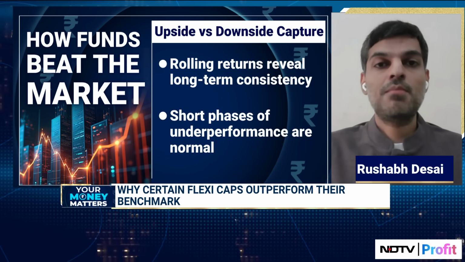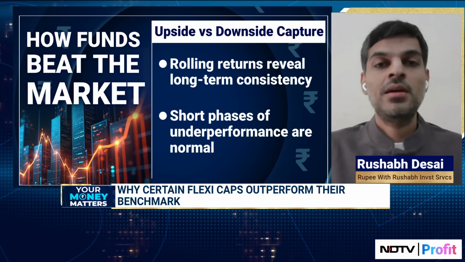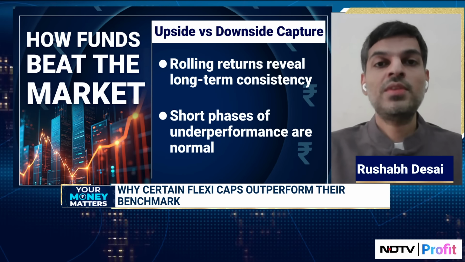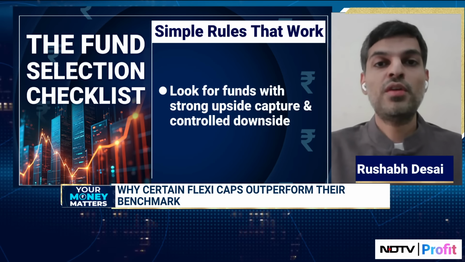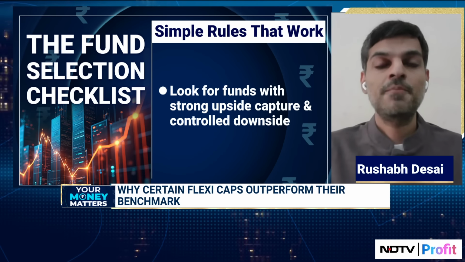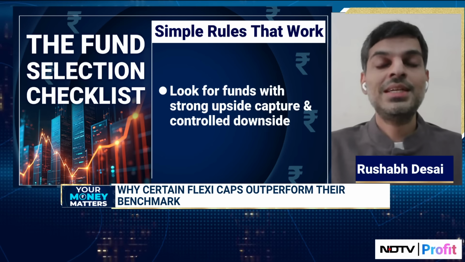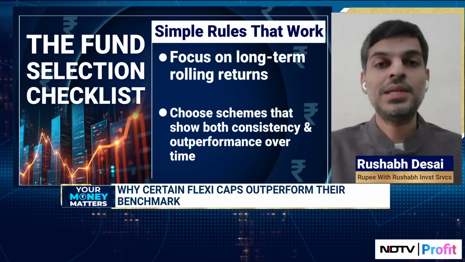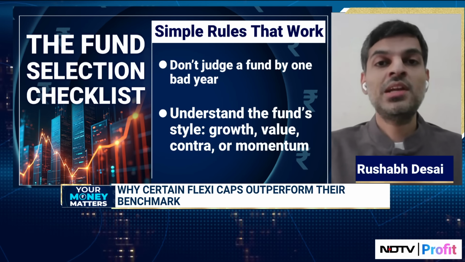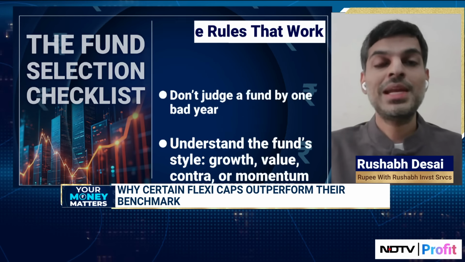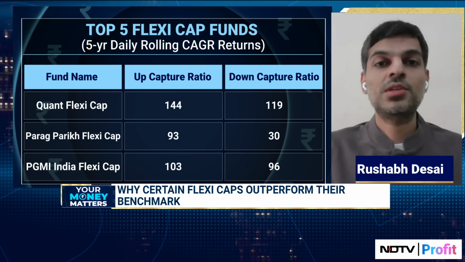This is number one. Number two is that if someone is looking for an aggressive bet in the equity markets, then of course we have seen a higher number of bull cycles compared to bear cycles. So I would still prefer to go for a fund which has a higher upside capture ratio. But at the same time, we have also seen funds, for example, Parag Parikh Flexi Cap Fund, which does not have a higher upside capture ratio. The upside capture ratio is 93 and the downside capture ratio is just 30. But that particular fund has done well in terms of rolling returns in many market cycles as well.